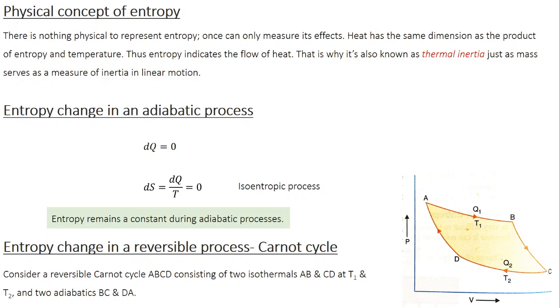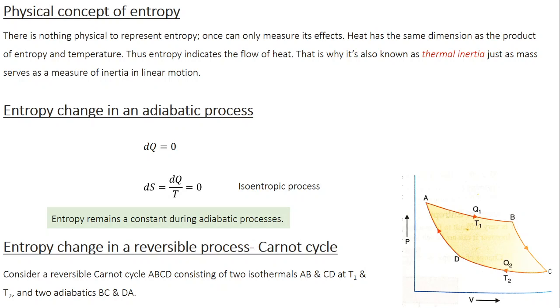Now let's find out the entropy change during various thermodynamic processes. Let's start with the simplest one, which is the adiabatic process. We know the definition of an adiabatic process, right? During an adiabatic process, the heat exchange is zero, so dQ equals 0. Straight away I can write dS equals dQ by T equals 0. So the entropy change during an adiabatic process is 0, or entropy remains constant during adiabatic processes. That's why we call adiabatic processes isentropic processes.